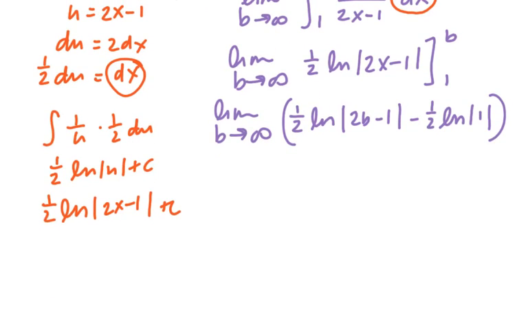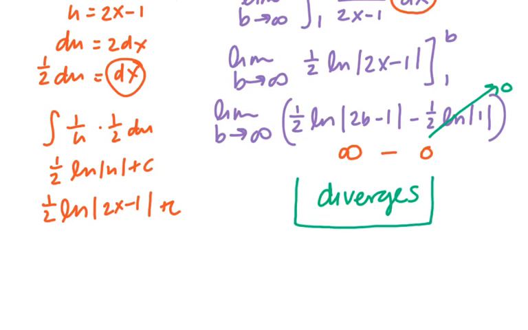That makes me happy, because I know ln 1 is just going to 0, so I can basically ignore that. And so I'm really just thinking about what's happening as b grows larger and larger. I'm just taking the natural log of a number that's growing larger and larger, so that's really just approaching infinity. And so this one will simply diverge. There's nothing else for me to manipulate, and that's our final answer.